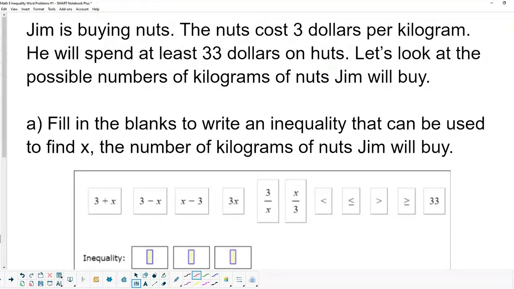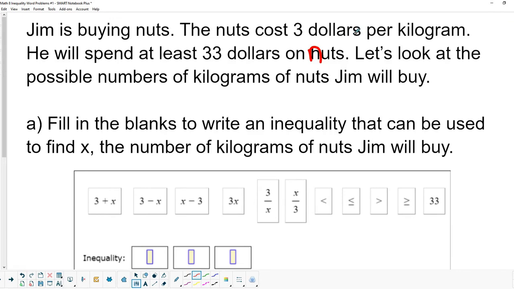Okay, Jim, and this is kind of like what you're going to see on Alex too. Jim is buying nuts. The nuts cost $3 per kilogram. He will spend at least $33 on nuts. I should say nuts, not huts, huh? Let's look at the possible number of kilograms of nuts Jim will buy. Fill in the blanks to write an inequality that can be used to find x, the number of kilograms of nuts Jim will buy.